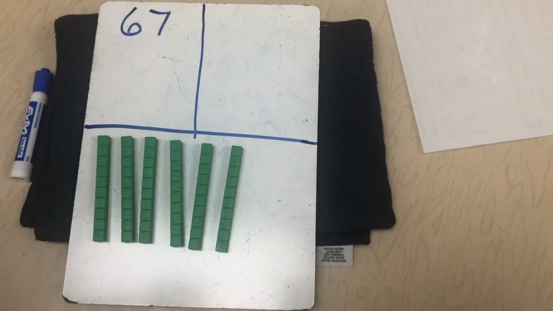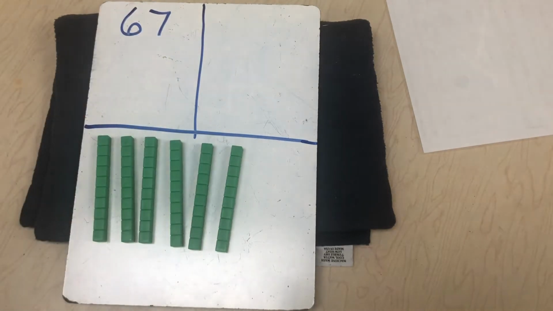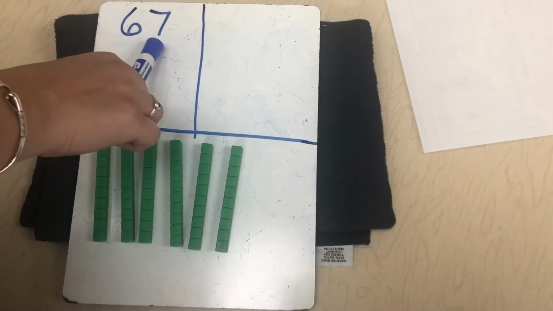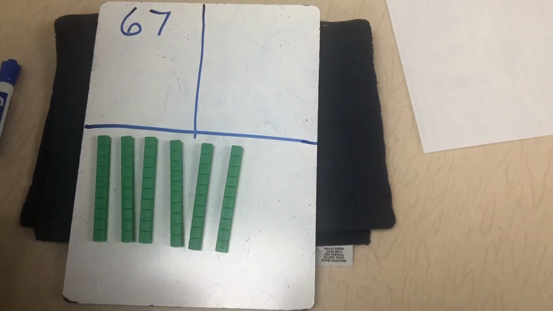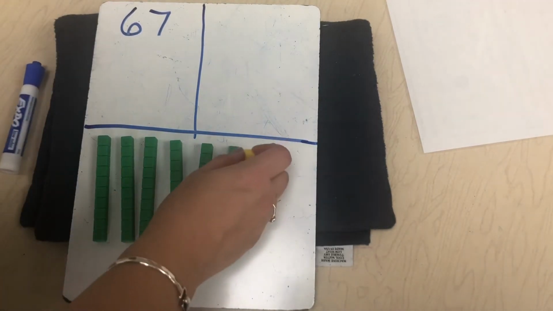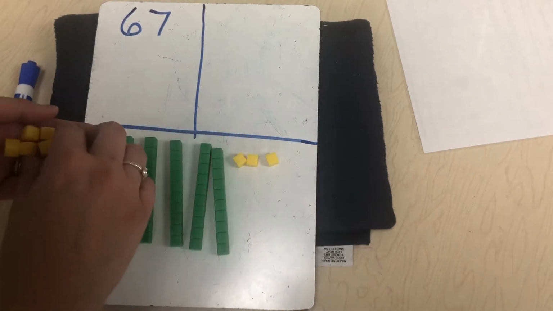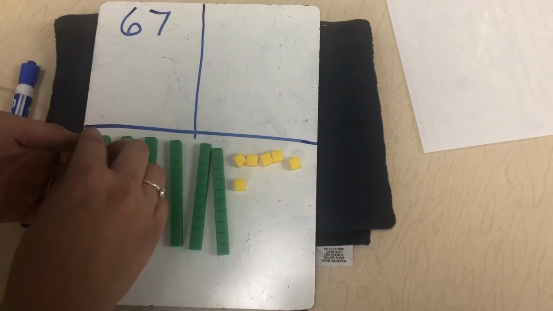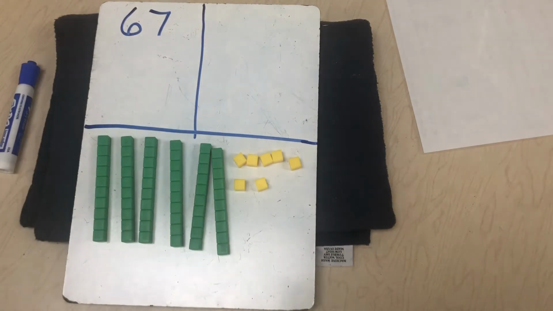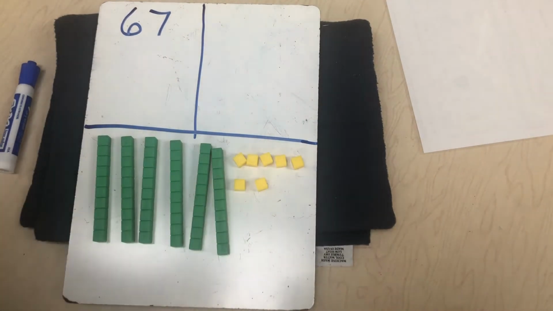After that, we are going to go to our ones place. What number is in our ones place? If you said the number 7, you are correct. 7 is in the ones place. So we're going to count 1, 2, 3, 4, 5, 6, 7. You can count out objects with your child in the ones place.